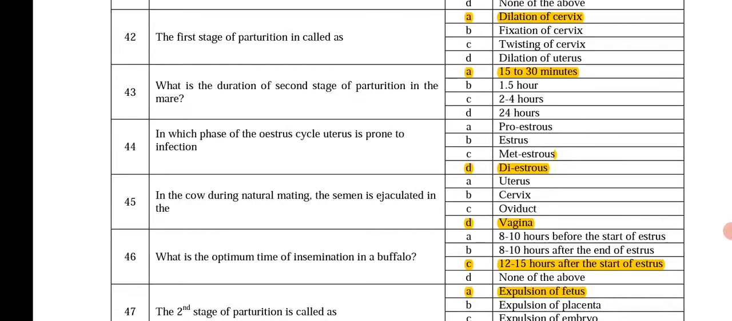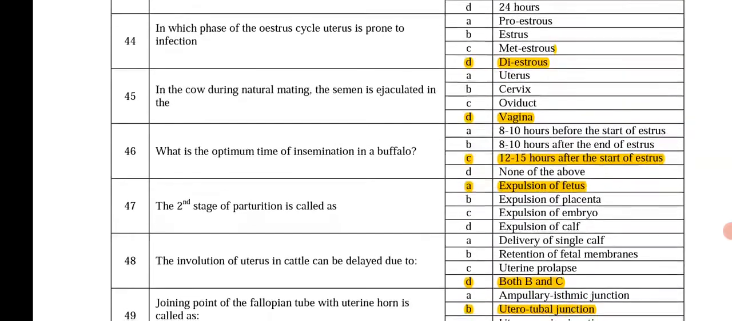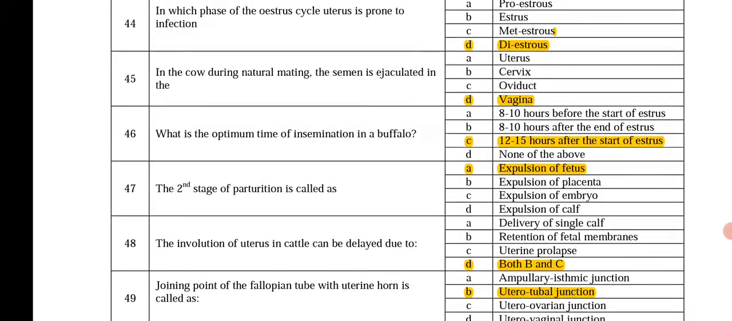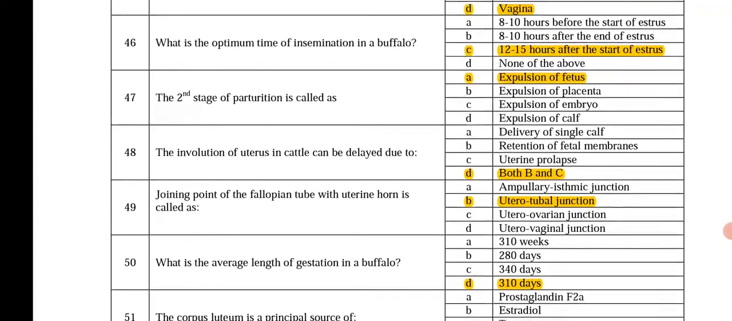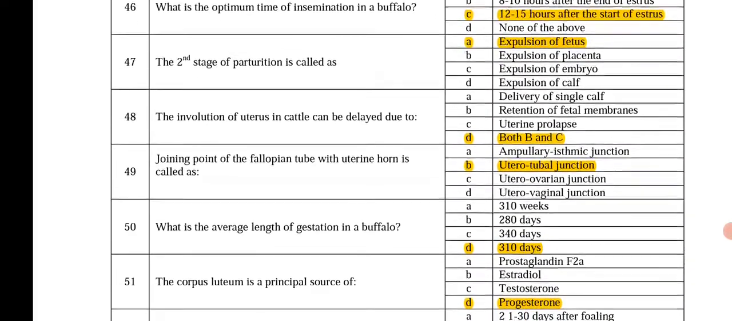In which phase of the estrous cycle is the uterus prone to infection? Diestrus. In the cow, during natural mating, the sperm is ejaculated in the vagina. What is the optimal time of insemination in buffalo? 12 to 15 hours after the start of estrus. The second stage of parturition is called expulsion of fetus. The involution of uterus in cattle can be delayed due to both B and C.